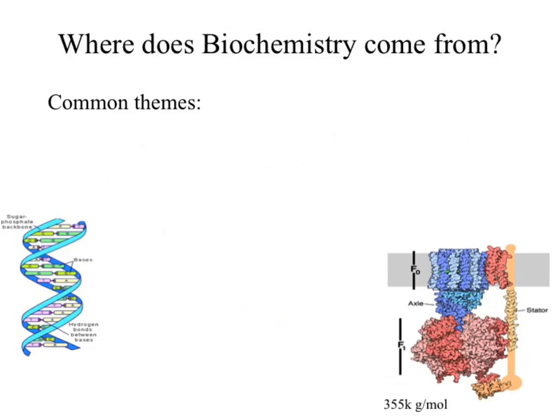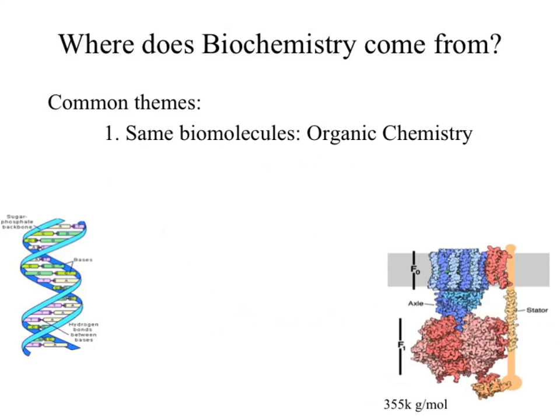Where does biochemistry come from? Really what we're looking at is a couple of common themes and different branches of it. One of the things that we find within biochemistry is that we use the same general biomolecules. Those same biomolecules function and react with each other as we would predict from organic chemistry. Those biomolecules are your amino acids to make proteins, your nucleotides to make your DNA and RNA. I think I got that one right.